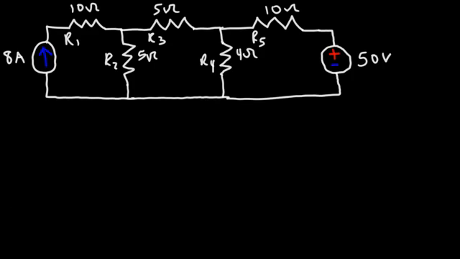So let's identify the nodes. And this is going to be the reference node. That's the ground. Let's give it an electric potential of 0 volts. Let's call this VA. VB, that's the electric potential at point B, and VC. Now the two nodes that we're going to focus on are points B and C. Let's focus on point B.